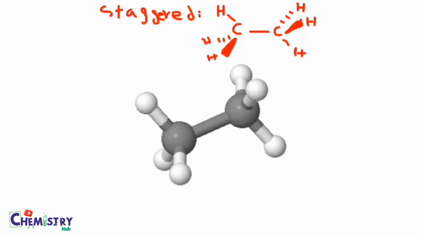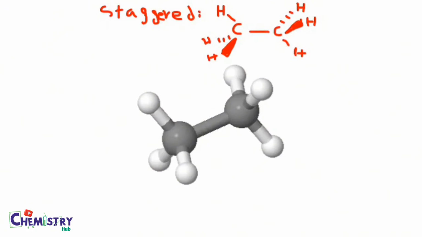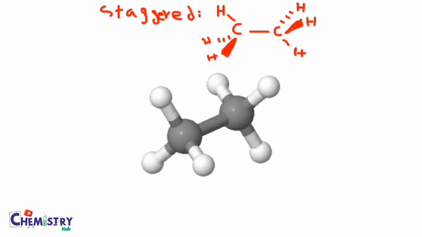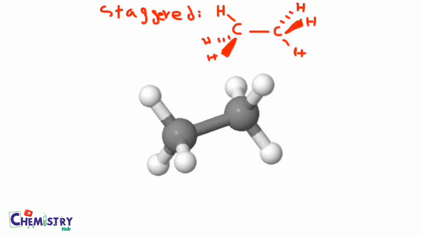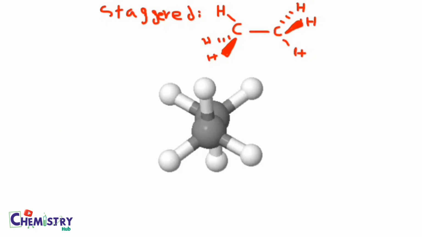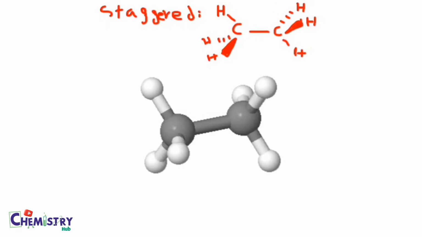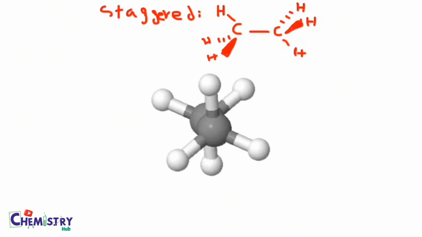In the staggered form, unlike the eclipsed form, the bonds of the front atom do not align with the bonds of the back atom. Look here. This hydrogen, look, is positioned exactly between these two hydrogens. Do you see? Why? Because this hydrogen is on the plane and these two hydrogens are towards the inside and outside of the plane, and it is exactly positioned between them.